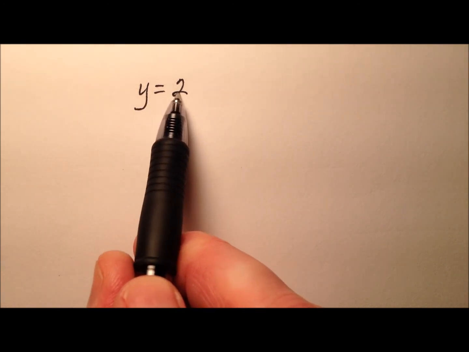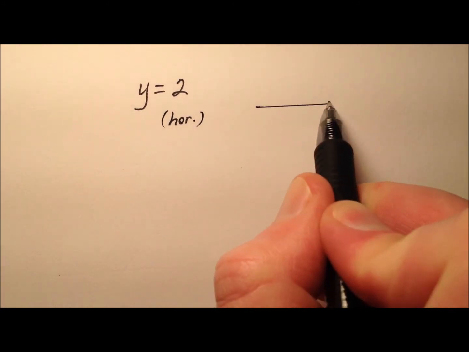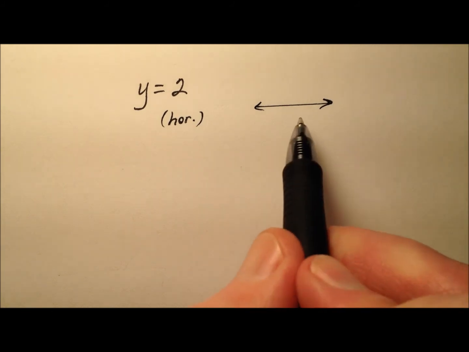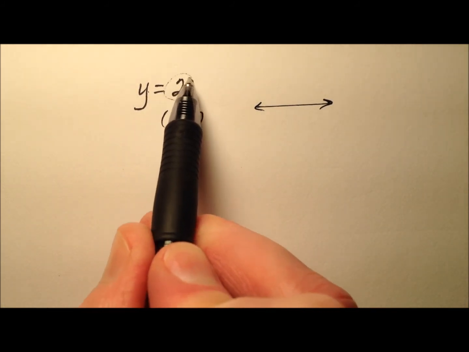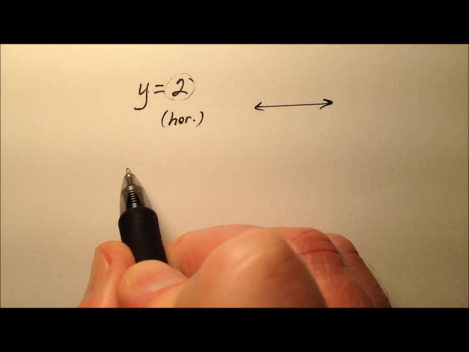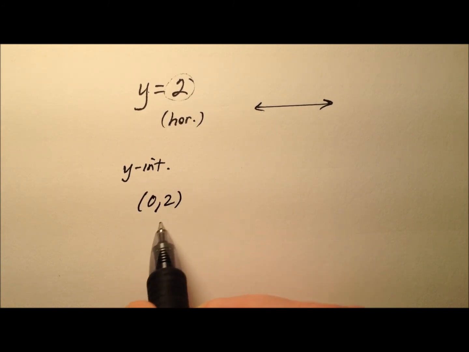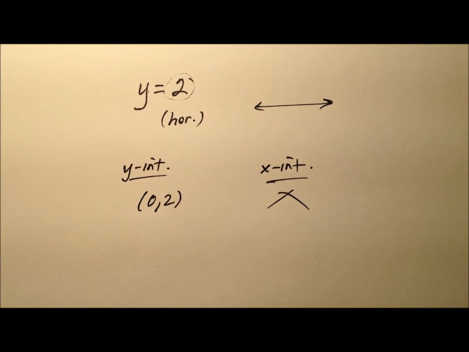So y equals 2 is a horizontal line, okay? So that means it's going to go straight across this way, parallel to the x-axis. So it will only have a y-intercept. And that y-intercept will be that y value, which is 2. So we could write the y-intercept as an ordered pair (0, 2), because the x-intercept, there isn't one. So here is the only intercept for the line y equals 2. And here's a graph of that.